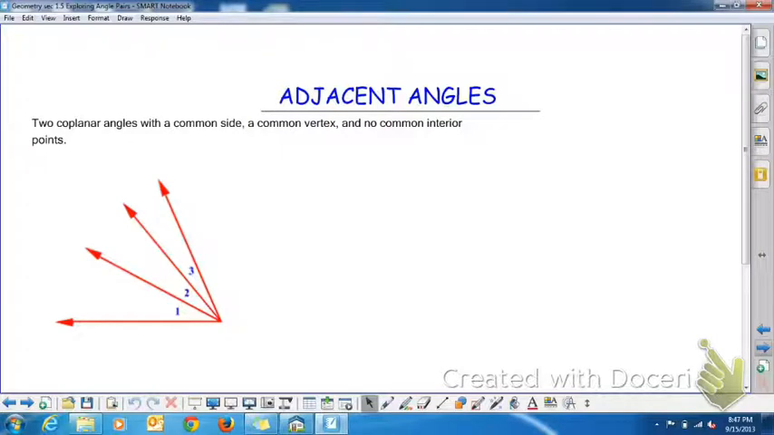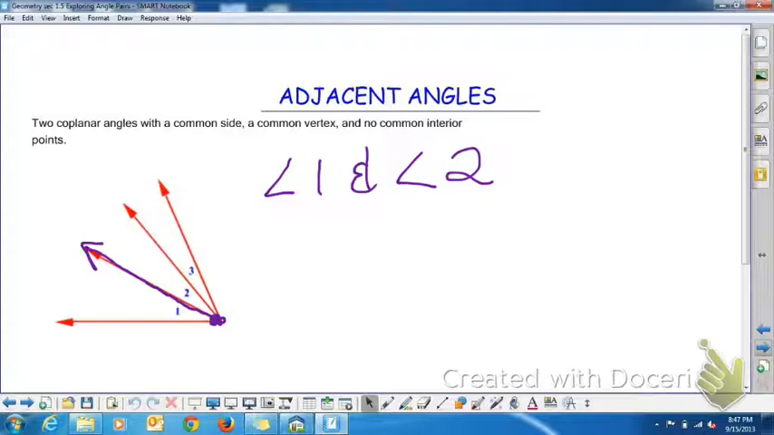Two coplanar angles, angles that are on the same plane, with a common side, a common vertex, and no common interior points, are called adjacent angles. In this figure, angle 1 and angle 2 are adjacent angles. They share a common vertex and a common side. So angle 1 and angle 2 are a pair of adjacent angles.